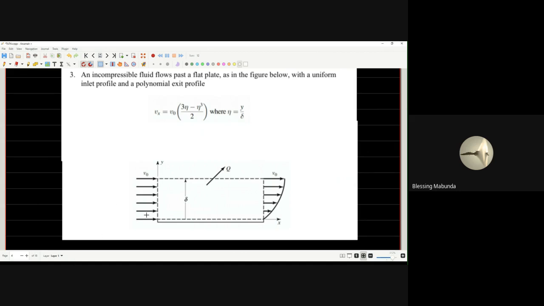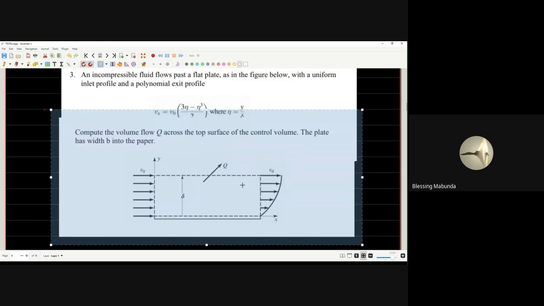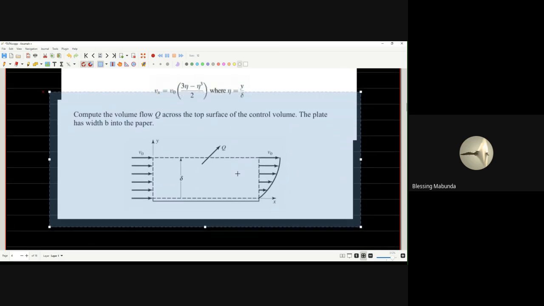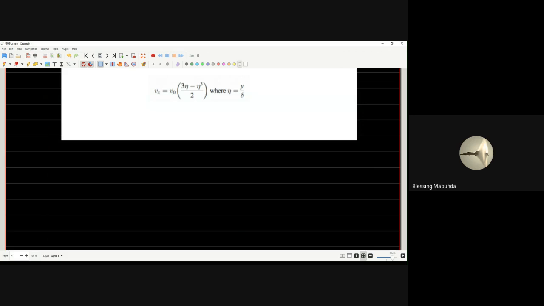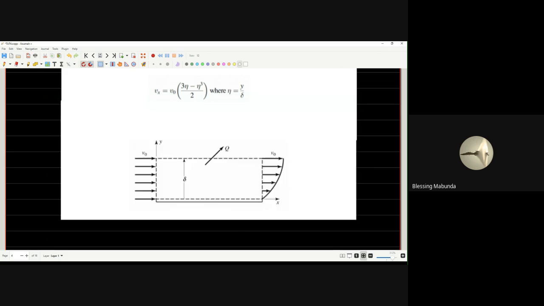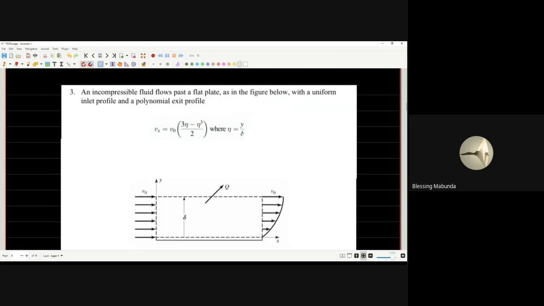All right, so for our last question here, it says that an incompressible fluid, you know what that means now, flows past a flat plate as shown in the figure. So this is your flat plate here.